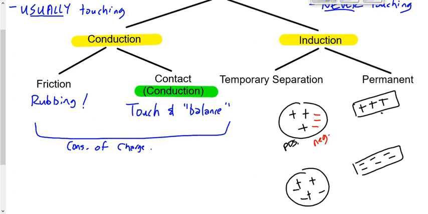They want to move. They want to be pulled over to the right-hand side, but they can't because they're too tightly bound in the nucleus. But these electrons will do something. What are they going to do?